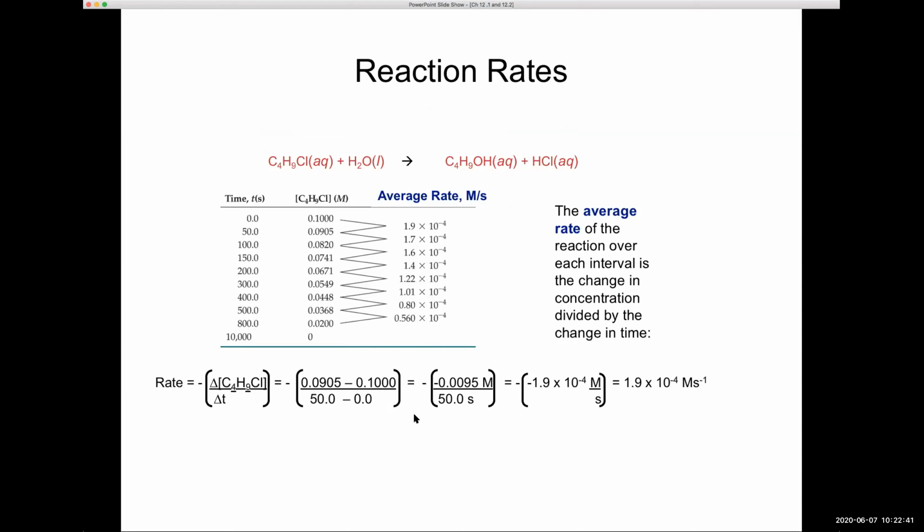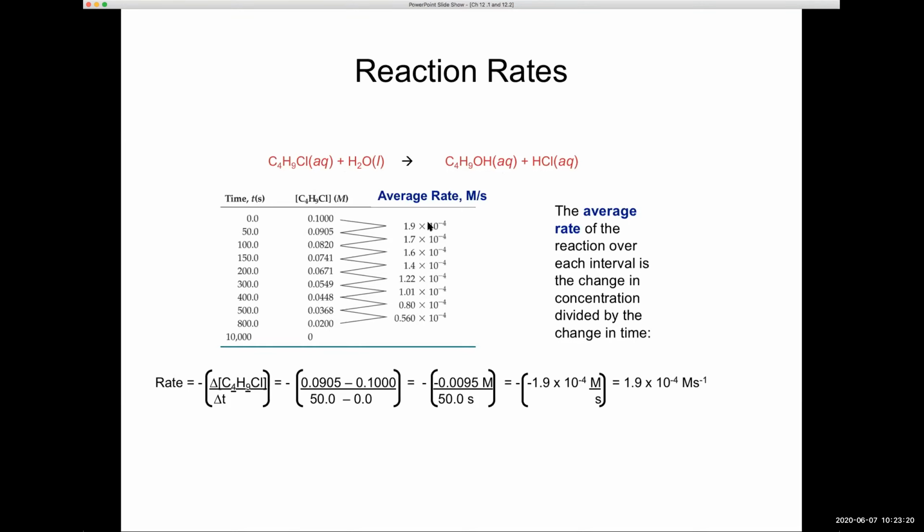So here's a different reaction. We have a compound called butyl chloride, C4H9Cl, plus water going to butyl alcohol, C4H9OH. This is a table rather than a graph, and on the left side is a table of the times that the concentration of the C4H9Cl, the butyl chloride, was determined. So at time 0, the concentration was 1.1 molar. At 50 seconds, the concentration was 0.905 molar.